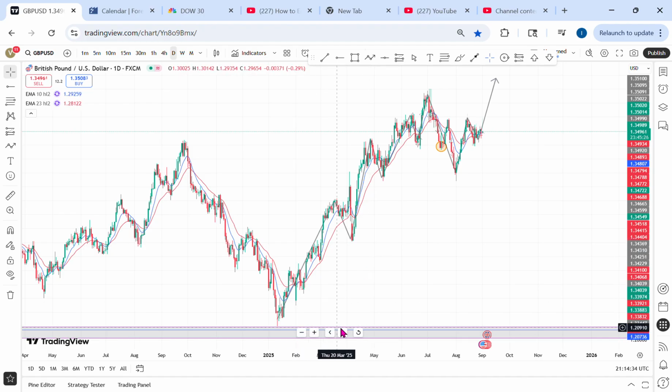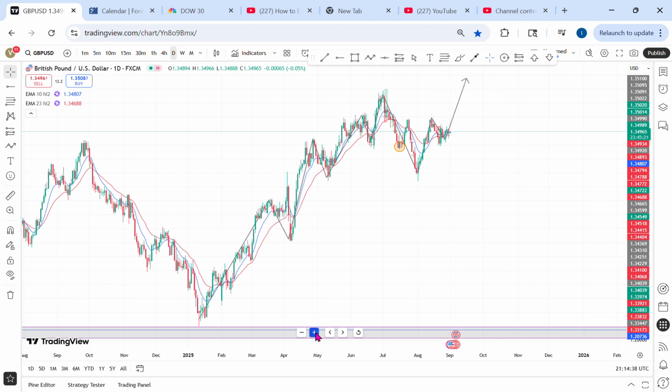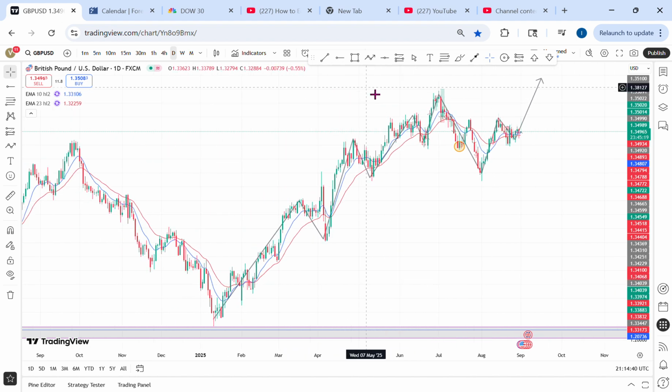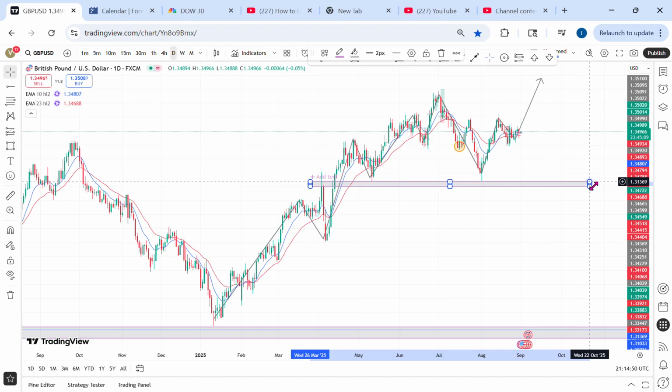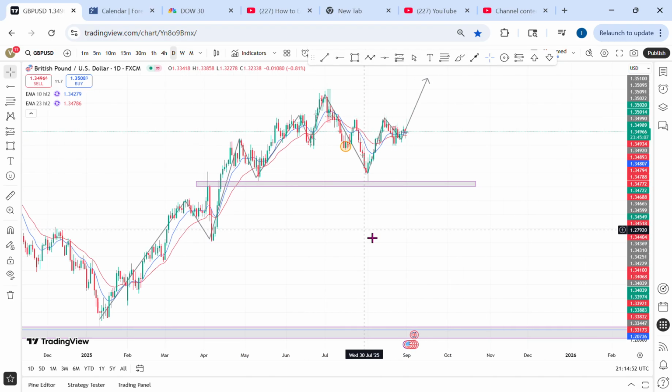Now let's mark out the zone on the daily time frame. Let's see what we have here. Let's mark out this zone with this other block. We're going to mark out this equal low here. This is a low where the market broke out from, tested it and gave us a new high.